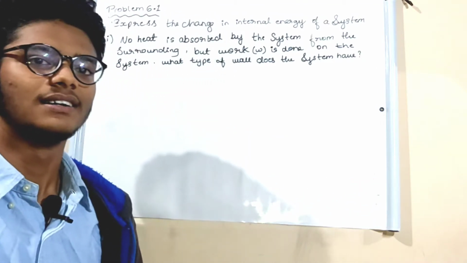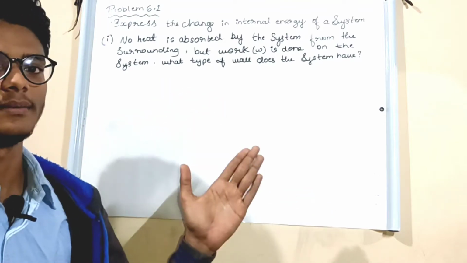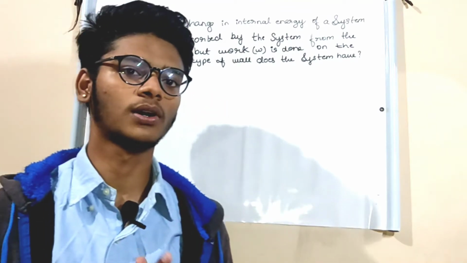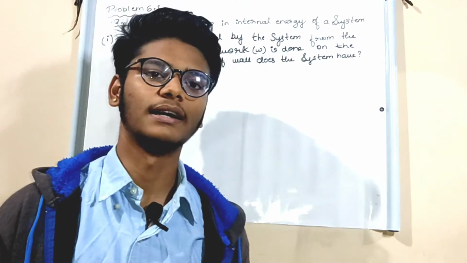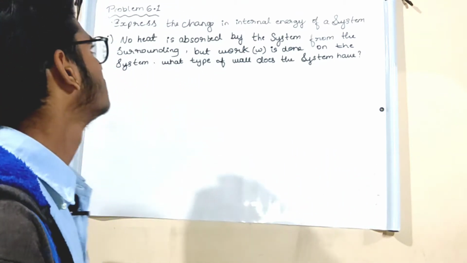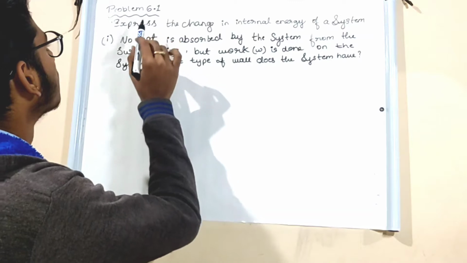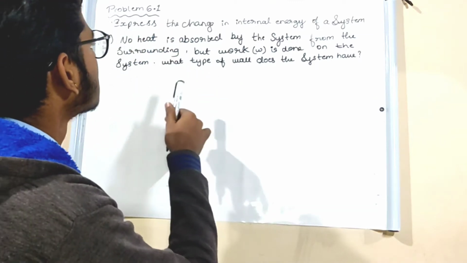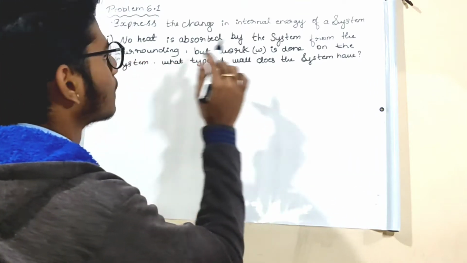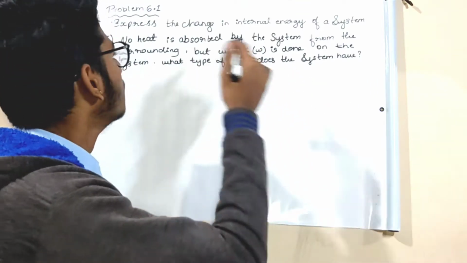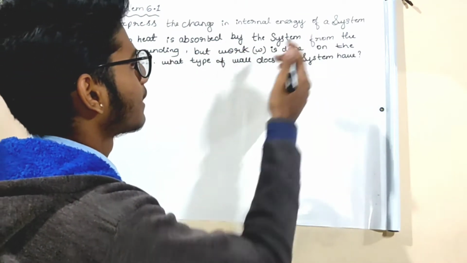We are starting the thermodynamics lesson of chemistry. Here we will discuss only the NCERT problems. As you can see, the problem is: express the change in internal energy of the system. So we have to express the change in internal energy.